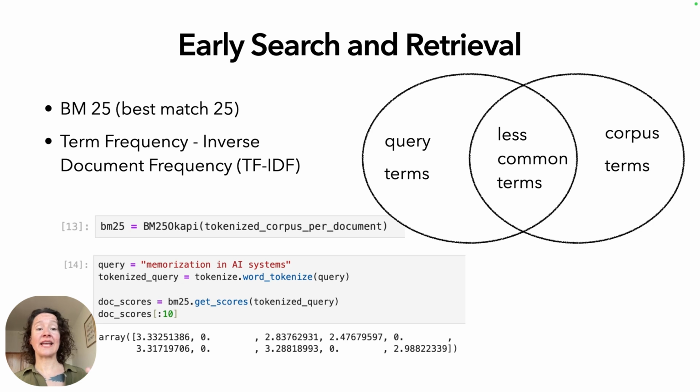And those scores are, again, based partially on this concept of term frequency inverse document frequency, which means we take the query terms. So here on the right, we take the query terms, we take the corpus terms, and we try to find a link between them where the less common terms surface potentially the best documents for that query.